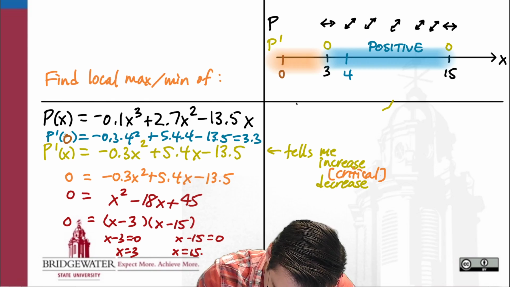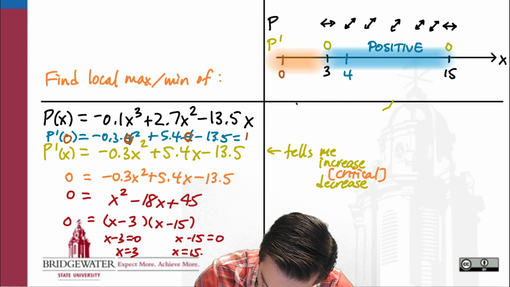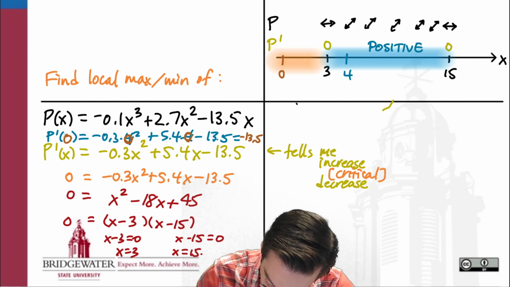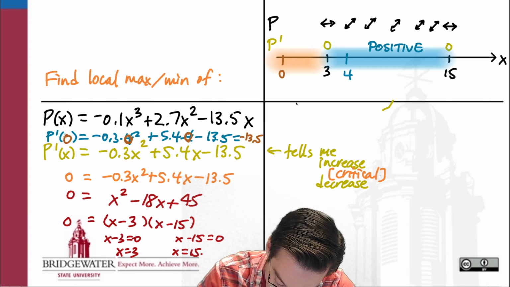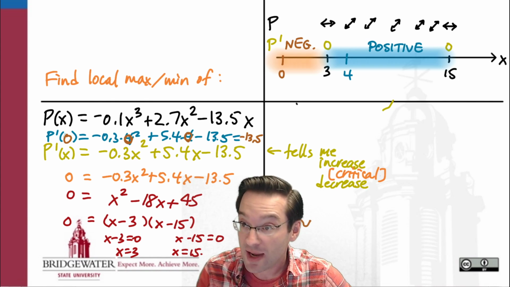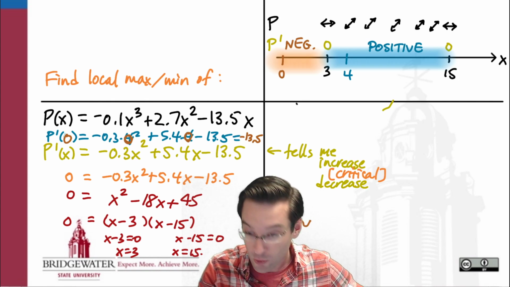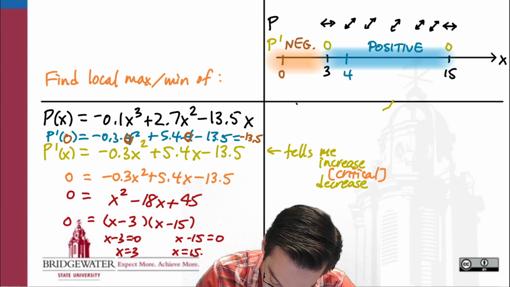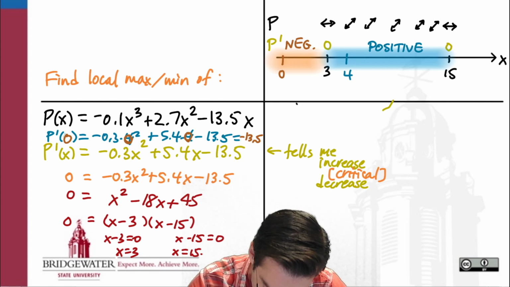p prime of 0 is going to be negative 0.3 times 0 squared, plus 5.4 times 0, minus 13.5. Evaluate that out, I get negative 13.5, which we don't care about the number, but we do care about the sign of that number. It's negative. And because p prime is negative at x equals 0, it means it's negative on that whole chunk of the real number line. And when p prime is negative, p is decreasing.